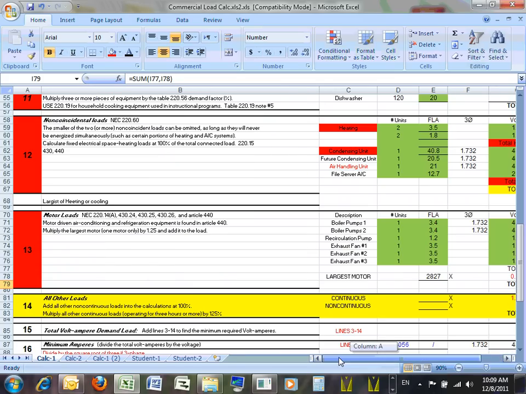Now, the question I always get asked is, what's the difference between step 12 and 13? Nothing. The difference between 12 and 13 is really nothing. All of them are motor loads and HVAC loads. The only reason we split them is that these are associated with heating and cooling, and we want to choose the largest of the two. Otherwise, we can put them all in one step, as long as you identify the heating and cooling equipment separately so you can choose the largest. So 12 and 13 are identical steps. We put the first step, 12, for only the equipment associated with heating and cooling, so we can choose the largest of the two.